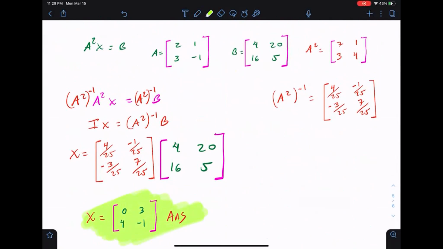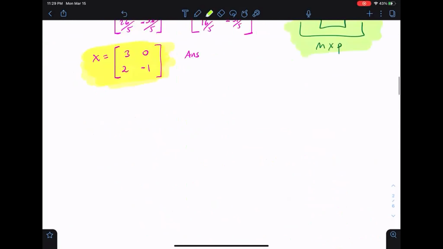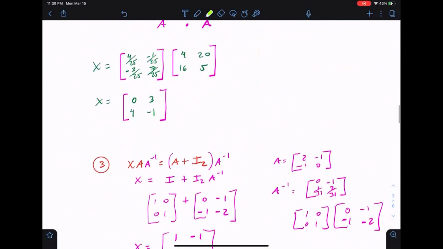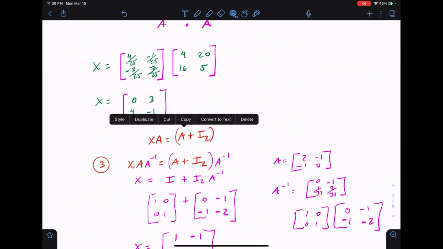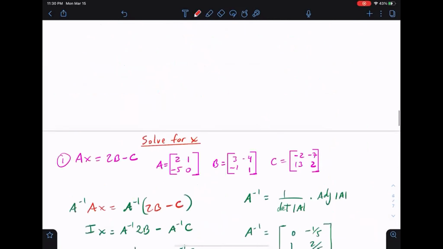That's the answer. Now, number 3. So number 3, they're asking you for, let's see, where is number 3? I think this is number 3. Okay, so I already solved it. So it's supposed to be this thing, right? XA equals A plus identity of 2 times A. So this is the problem, and they just give you A. So let's copy this, and they give you A. Okay, so this is number 3, and let me copy that matrix that they give me.